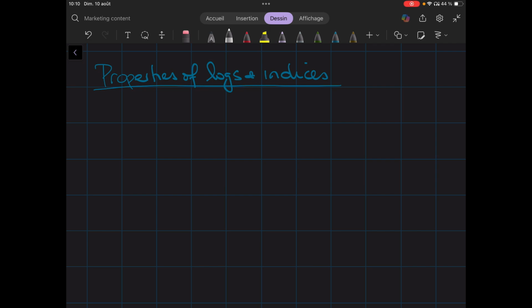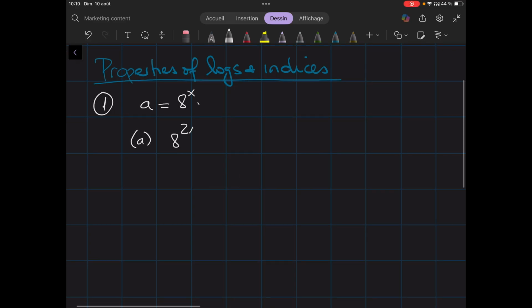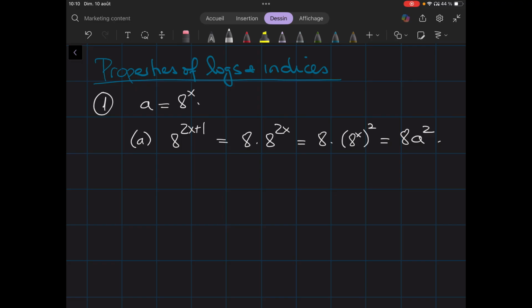Question 1. We would like to express everything in terms of A. Part A. 8 to the 2x plus 1. So that means 8 to the 2x plus 1 is equal to 8 times 8 to the 2x. 8 to the 2x, that's 8 to the x squared. Therefore, we have 8a squared.